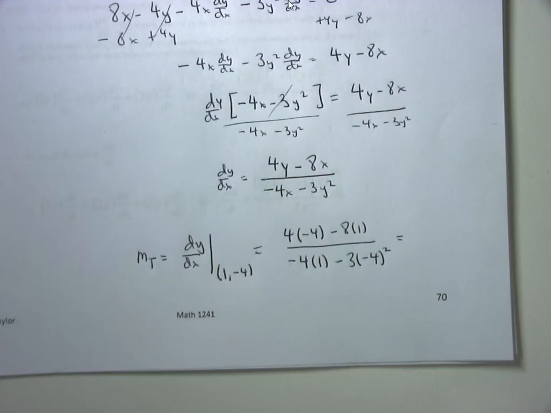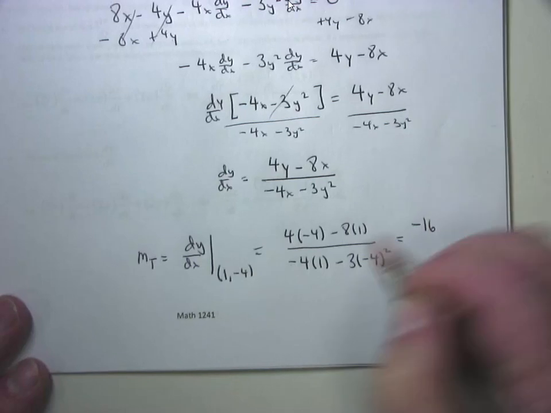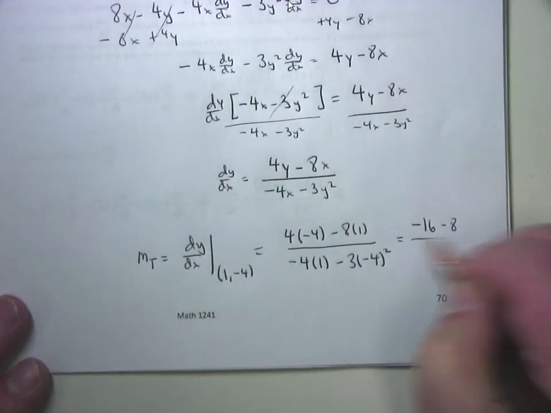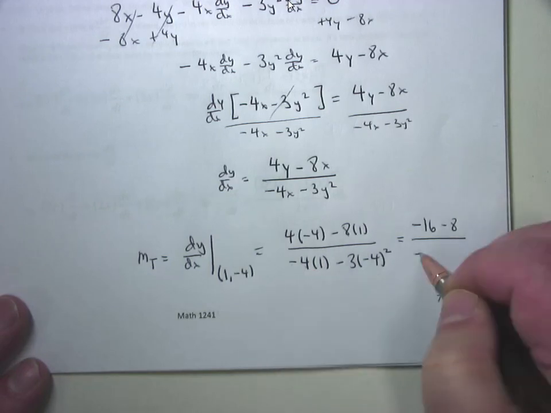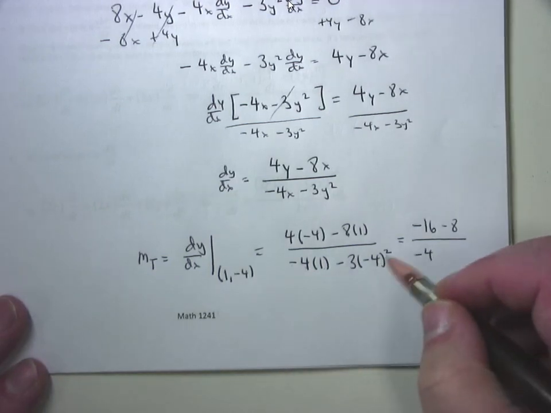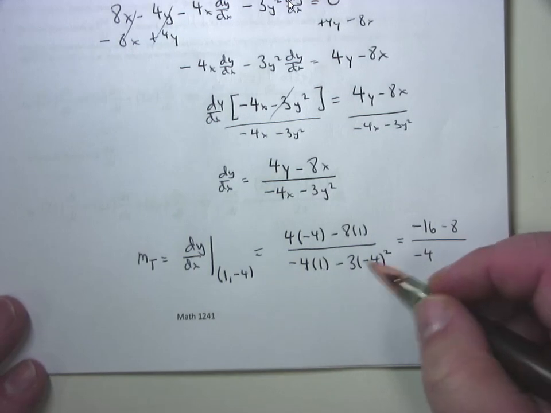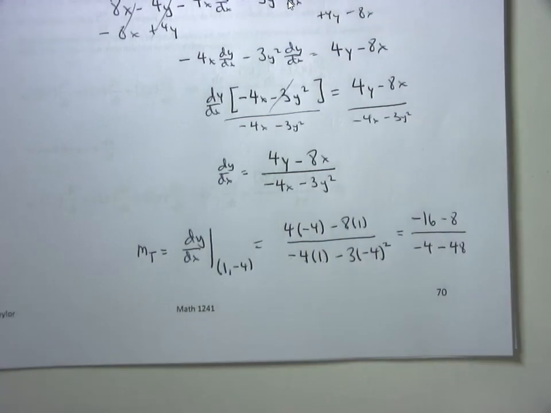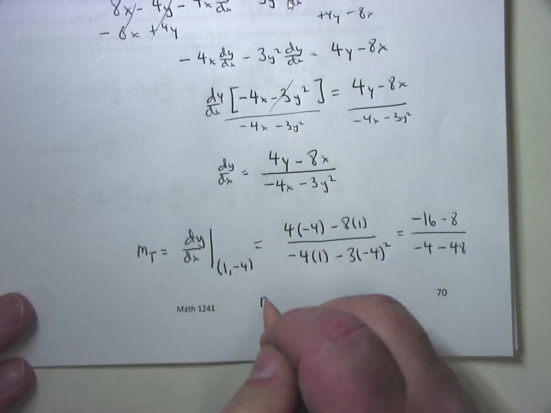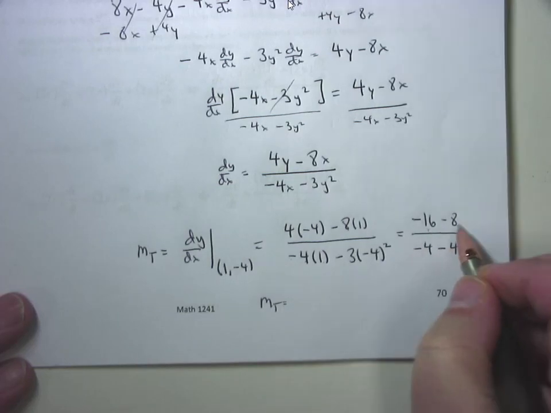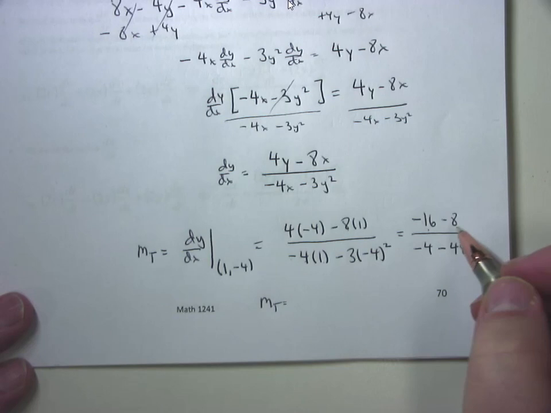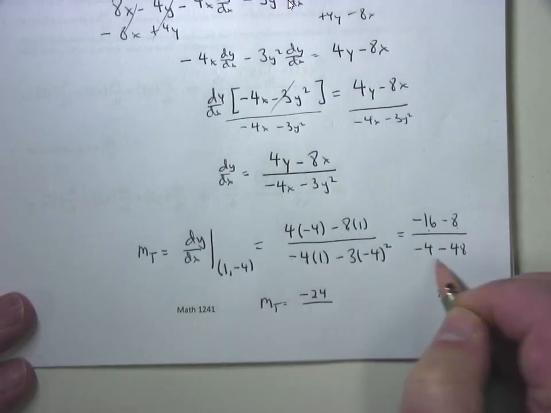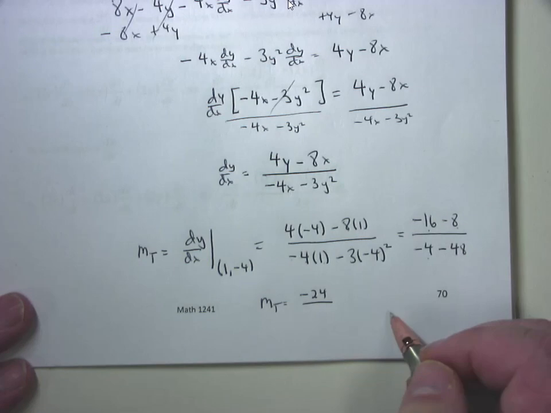Now, the only thing I can do on this one is try not to screw it up. Let's see here. 4 times negative 4, I can do that kind of math. Negative 16. 8 times 1 is 8. That'll be minus 8 divided by negative 4 times 1 is negative 4, but here comes the math. What is negative 4 quantity squared? 16. And what is 16 times 3? 48. Minus 48. So my slope of my tangent line is going to be negative 16 minus 8. How much is that? Minus 24. Very good. Divided by negative 4 minus 48. Negative 52.